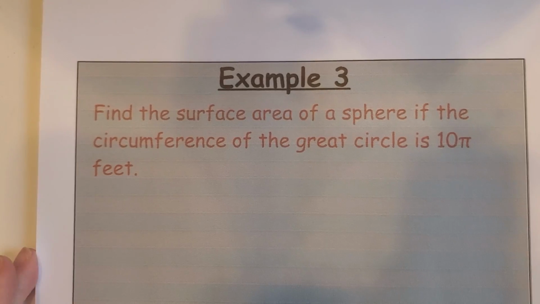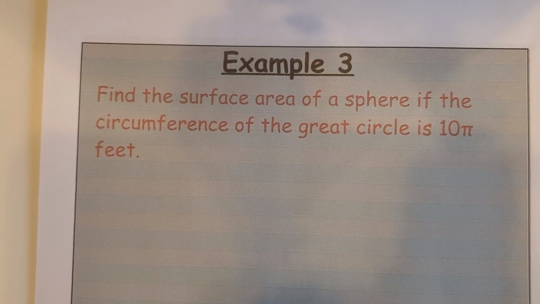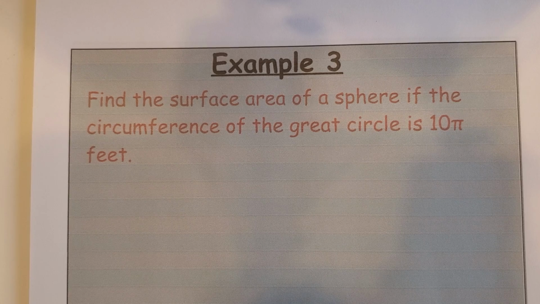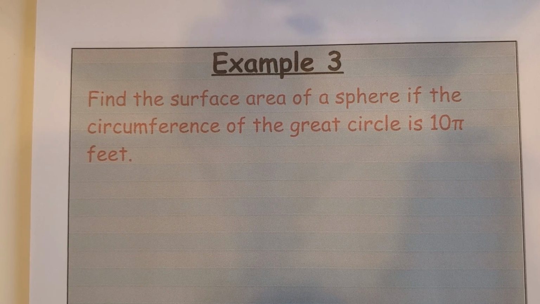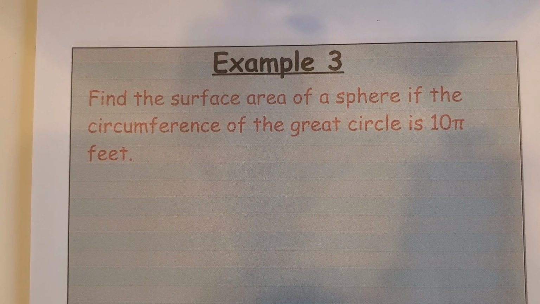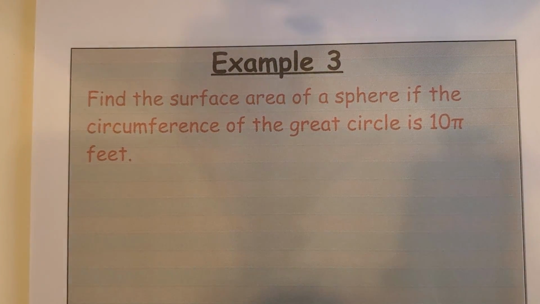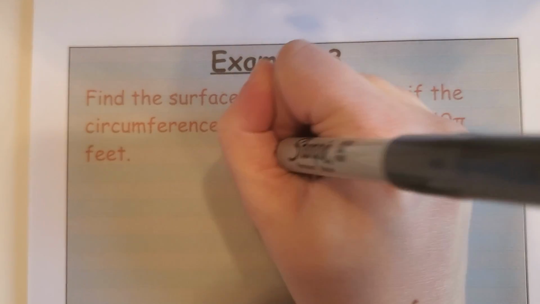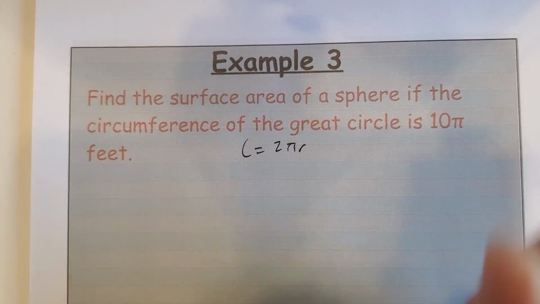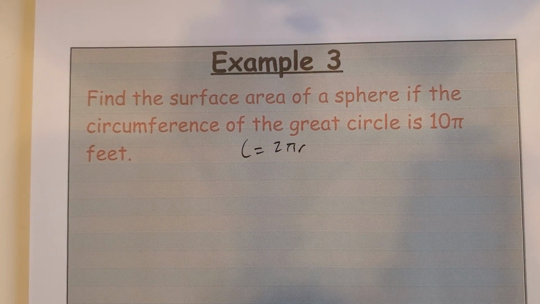So find the surface area of a sphere if the circumference of the great circle is 10 pi feet. All right, so one of the things I had mentioned before was the fact that the radius of the great circle is the radius of the sphere. We know the circumference of a circle is 2 pi r. And since we have the circumference, we can use it to find the radius and then use the radius to find the surface area. That's what we're doing here, basically.